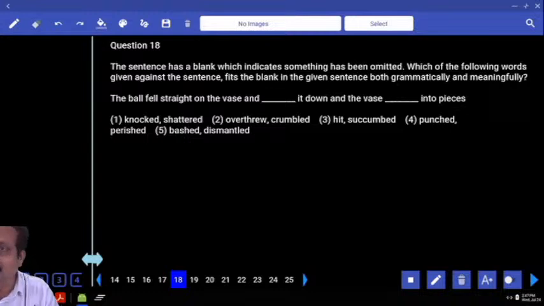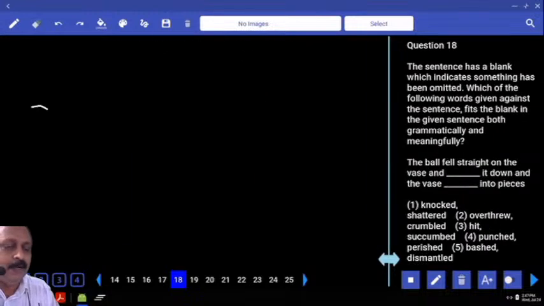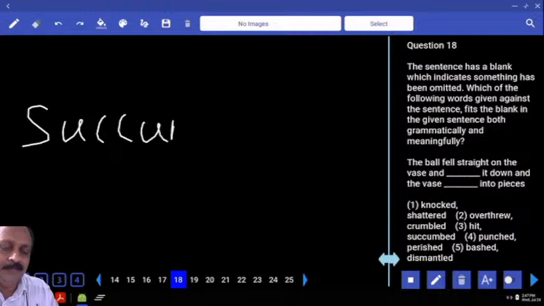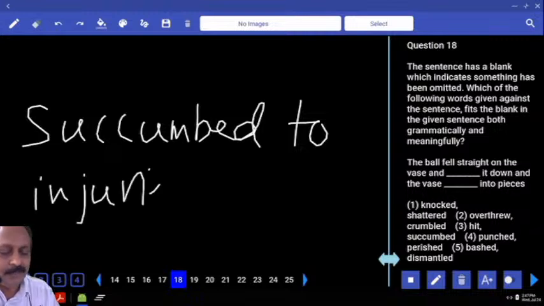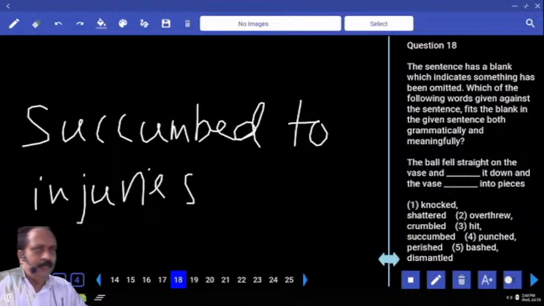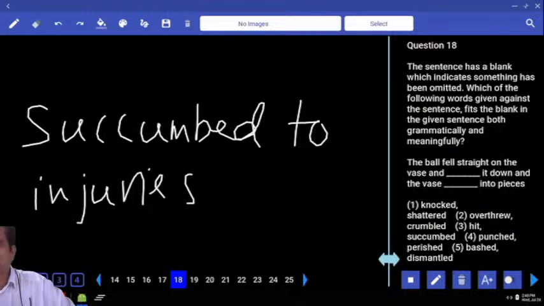Next word is what? Succumb, an important word. Succumb goes with injuries, and it takes the preposition to. Succumb to injuries. Imagine someone met with an accident, a lot of injuries. Initially the body fights and tries to resist. But after some time the person dies. Then what do we say? He succumbed to injuries. Means he died.